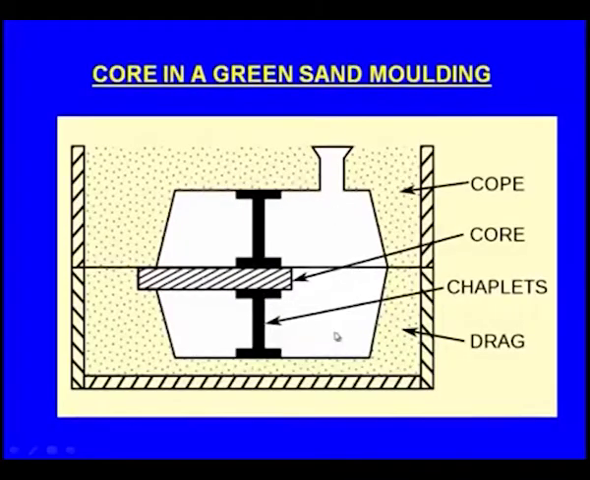And what happens during pouring? The molten metal flows around these chaplets and the chaplets partly fuse and join with the molten metal and become part of the casting. So, this is another case.